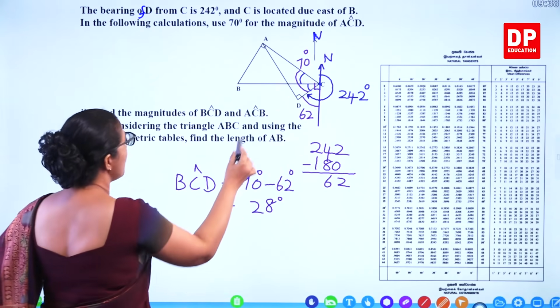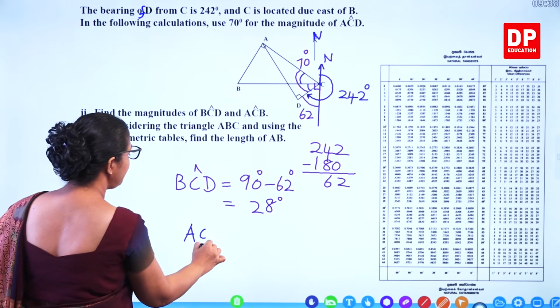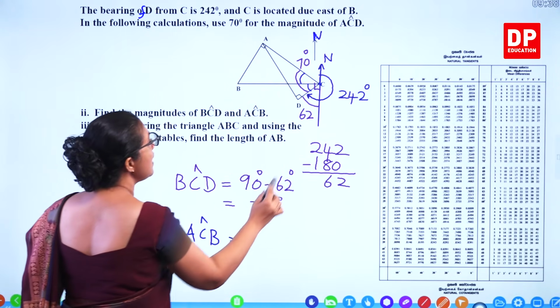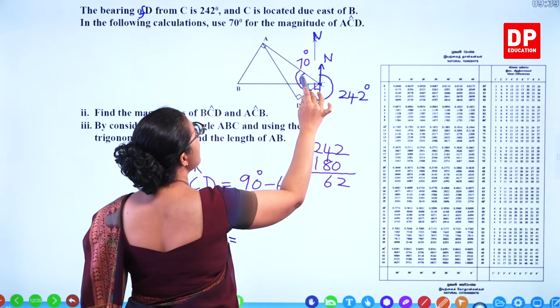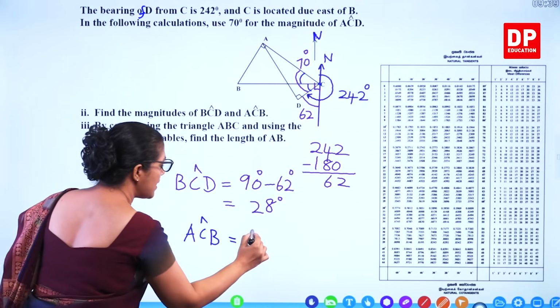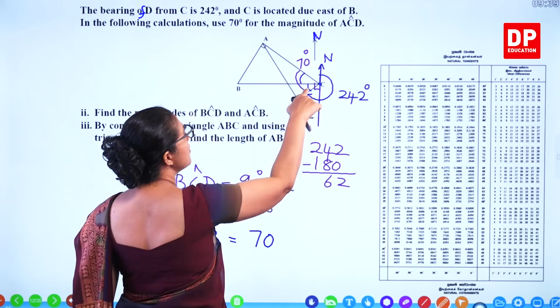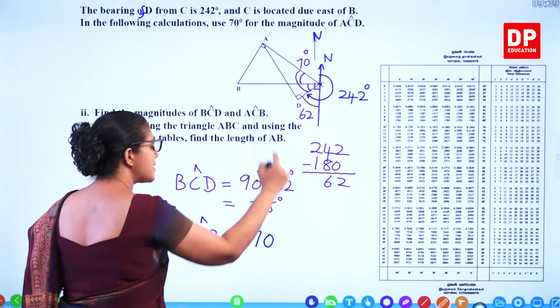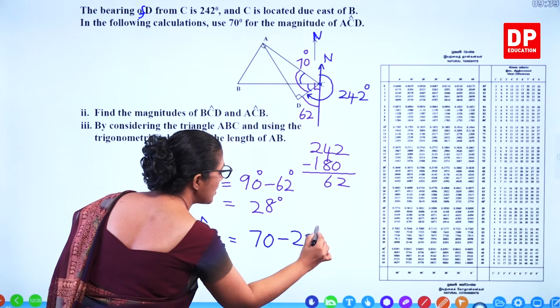Then what's the other angle? This angle we want, ACB. ACB angle is 70 minus this angle. Because we found this is 28. The whole thing is 70. 70 minus 28.